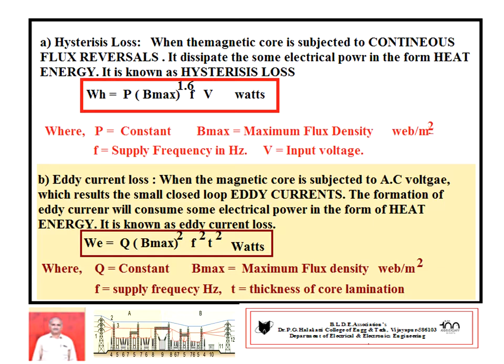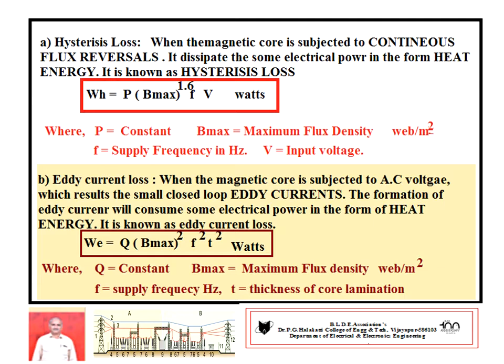It also consists of eddy current loss. When a magnetic core is subjected to AC voltage, small independent closed loop currents form. These currents are referred to as eddy currents. The formation of these eddy currents consumes some electrical power in the form of heat energy. This loss is termed eddy current loss.